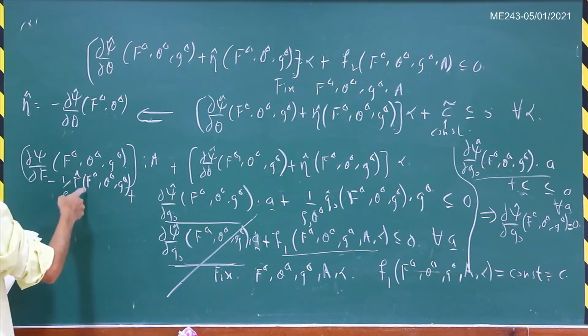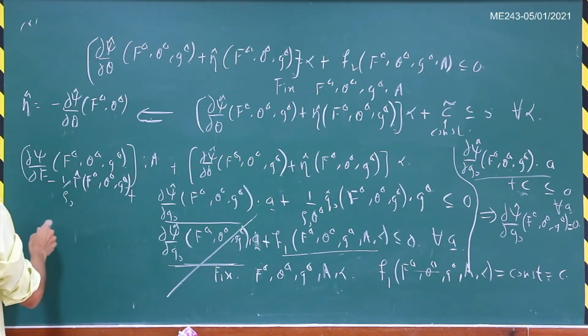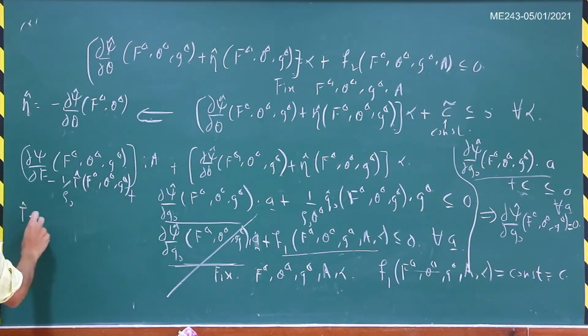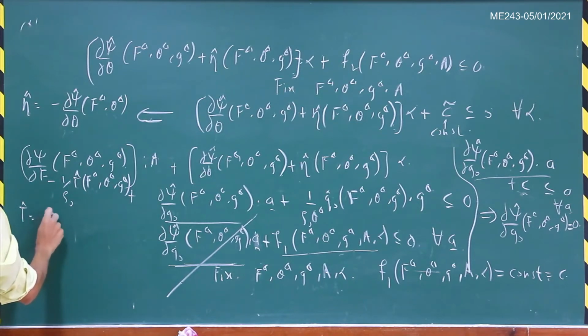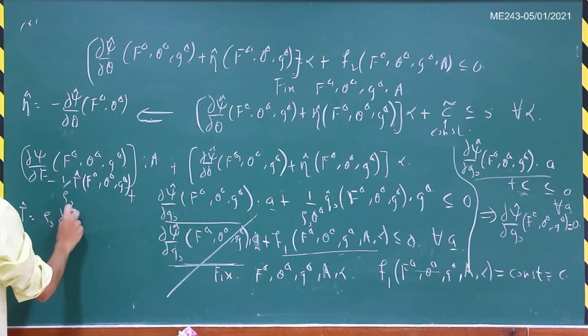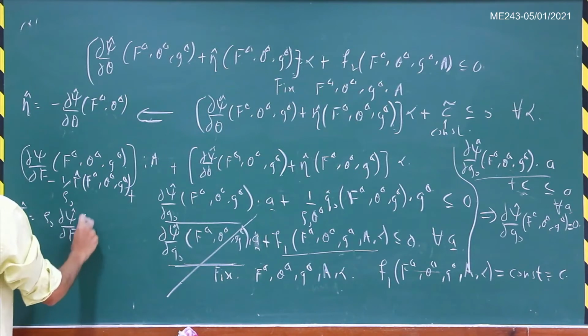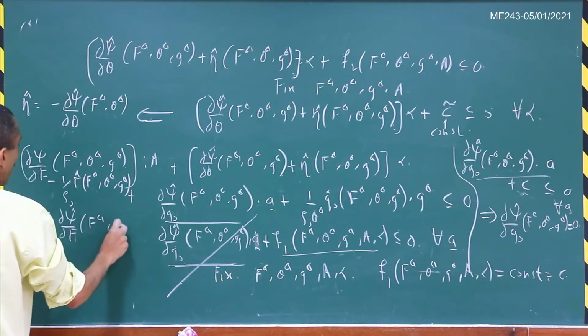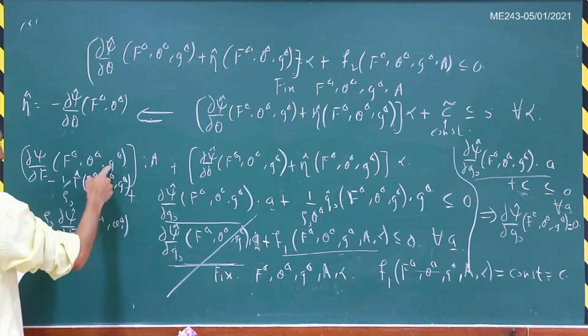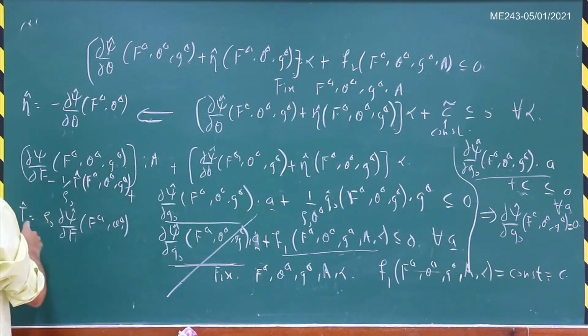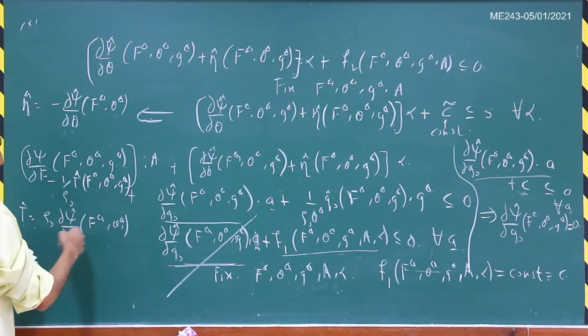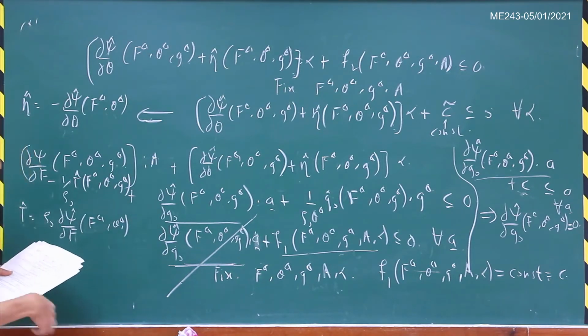So here then what you will get is that T hat is equal to rho naught times del psi by del F of F theta, and so we have already shown that it cannot depend on G diamond. So the first Piola-Kirchhoff stress also cannot depend on the temperature gradient. Okay, so that is one of the restrictions of the second law of thermodynamics.